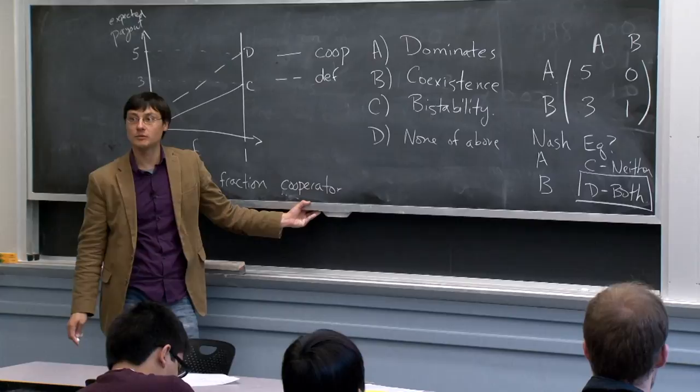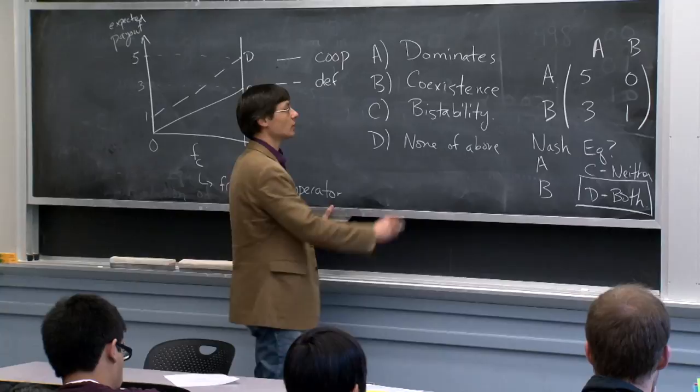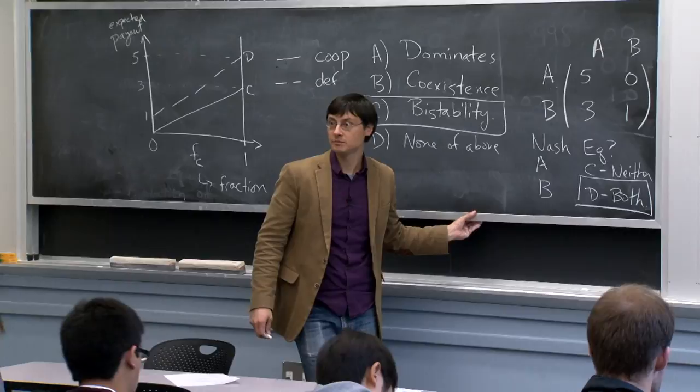3, 2, 1. All right, okay. So a majority is saying yes. This is indeed a situation in which you have bistability. What does that mean in terms of these lines if we draw them?